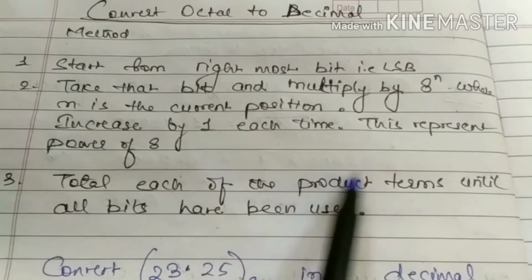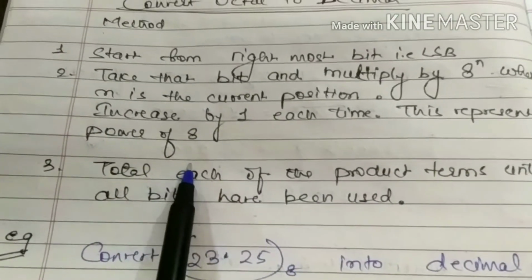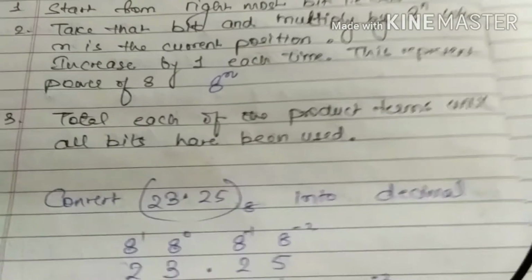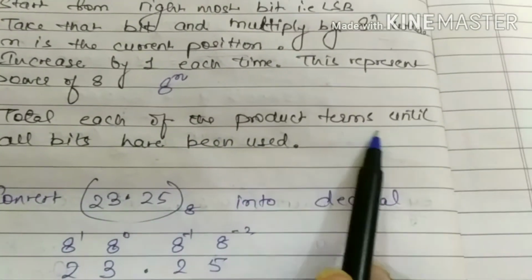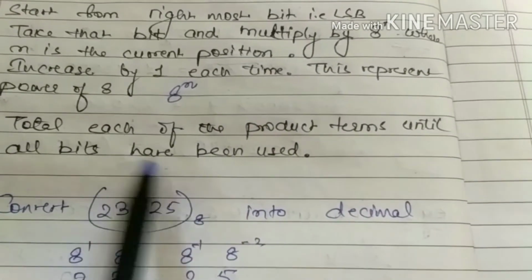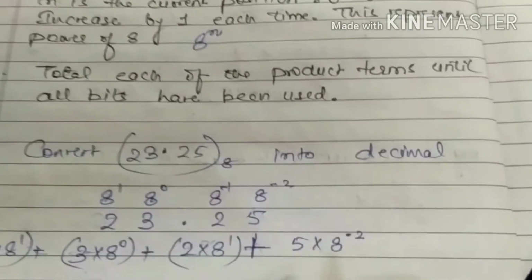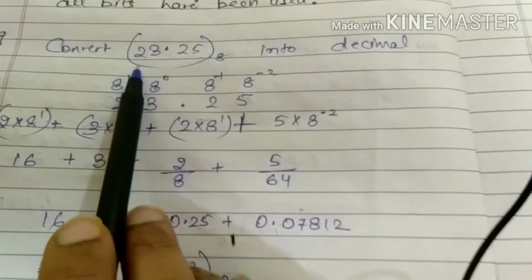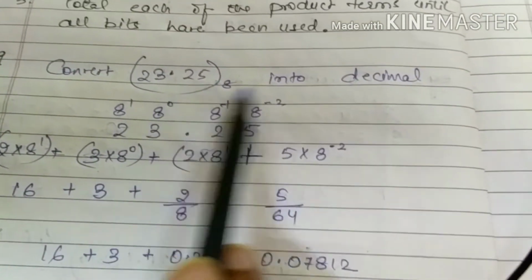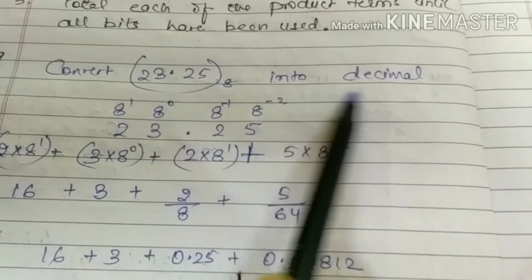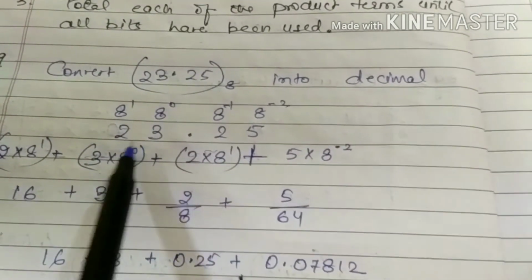And 1, and so on. So this represents what? Power of 8. That is 8 raised to power n. Right? Now, at the last you have to sum the products, total each of the products until all the bits have been used. Now let me give you an example. You have to convert 23.25 into decimal, sorry.